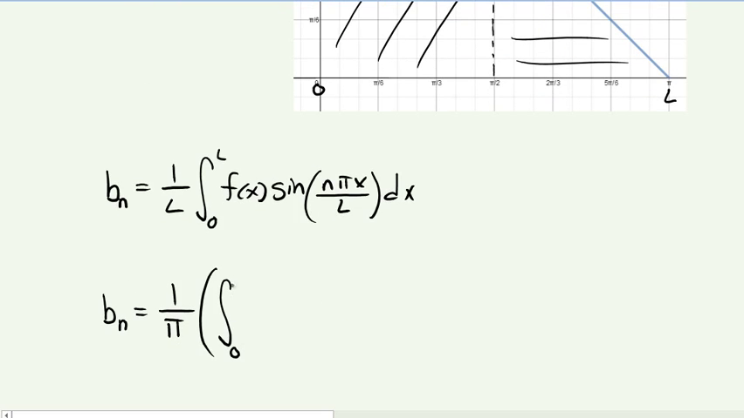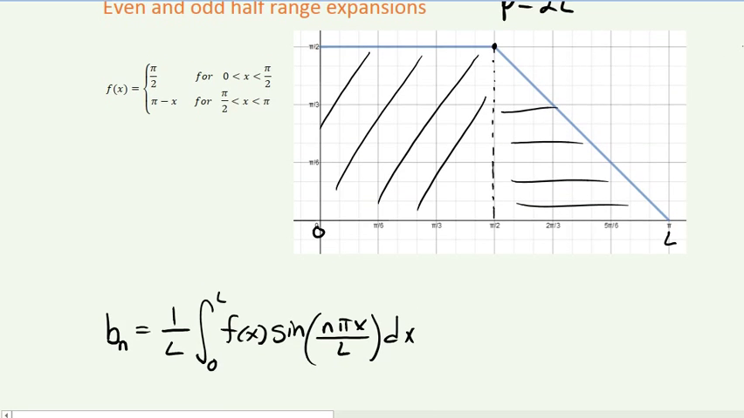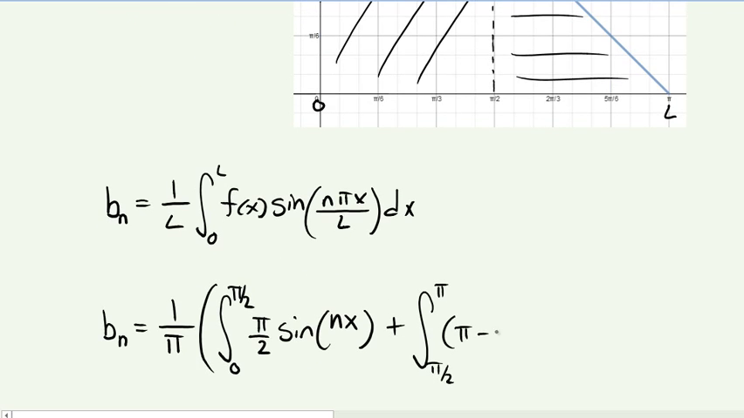We got integral from 0 to pi over 2 of pi over 2 sine of n pi x over pi. Well, what happens here is we get pi over pi, and that cancels to 1. So we're going to just have sine of nx plus the integral from pi over 2 to pi, and that's going to be pi minus x times sine of nx dx. And don't forget your dx here.